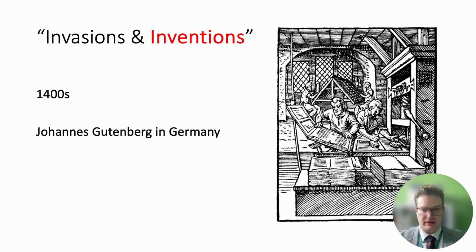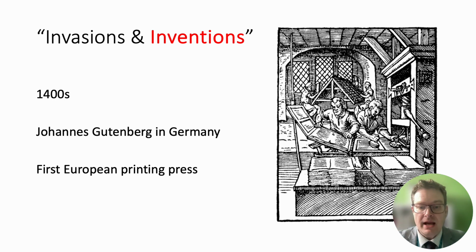You make, okay, here's my page. I've rearranged all the letters. Stamp, book, stamp, book, stamp. And you'd print out all of these pages and then you could make books very quickly. The first book that he did, or the first major book that Johannes Gutenberg made, was the Bible.